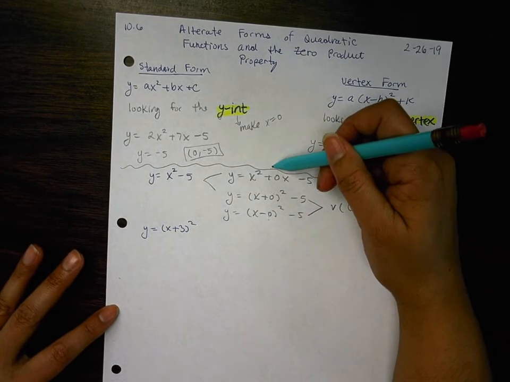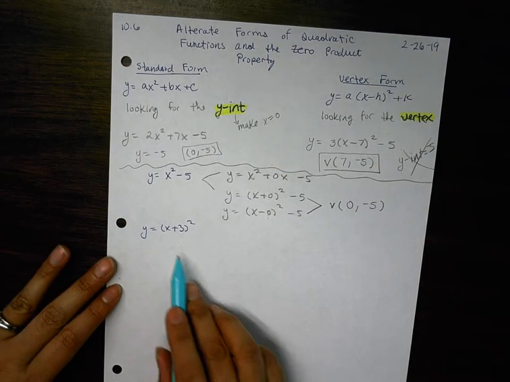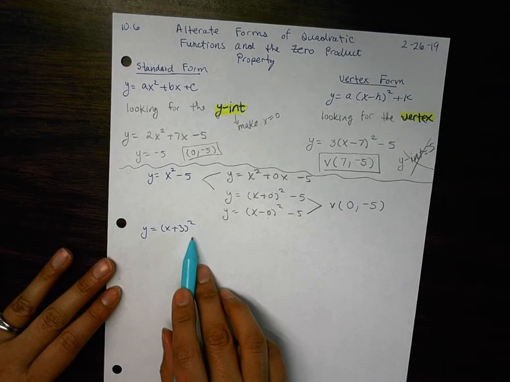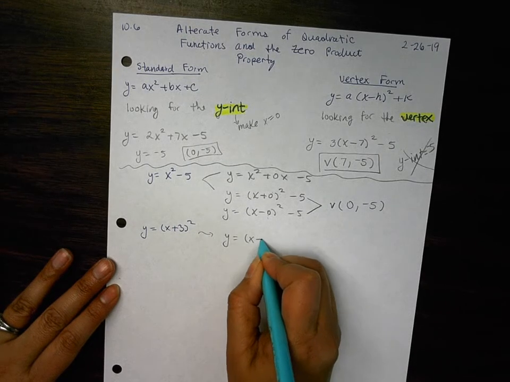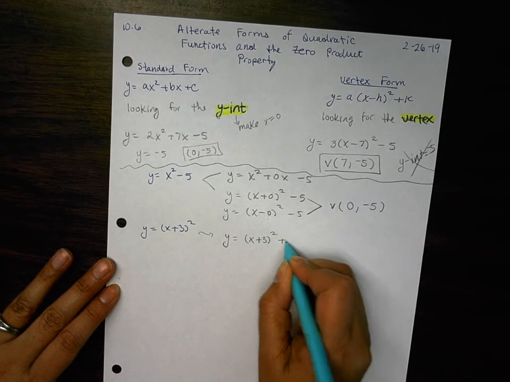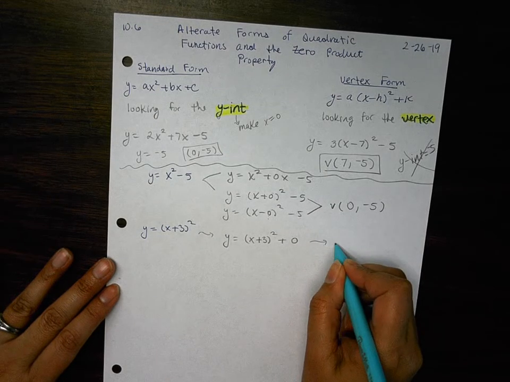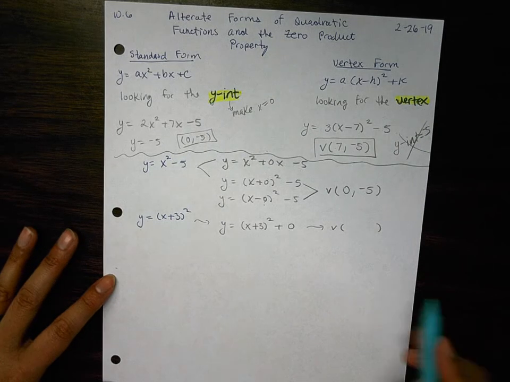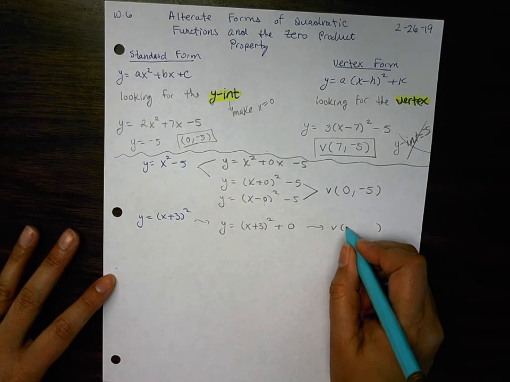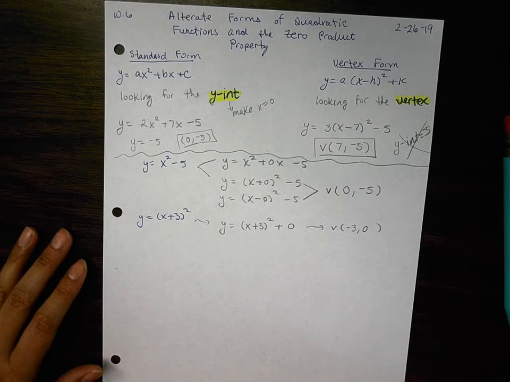Same thing up here, x squared minus 0x minus 5. It doesn't matter. All right, this one is only one form, and what form is it? It's vertex. So I would have it y equals x plus 3 quantity squared plus what? 0. What's your vertex? Opposite of the inside, outside stays the same. Negative 3, 0. Do you guys agree that is the vertex? Negative 3, 0.